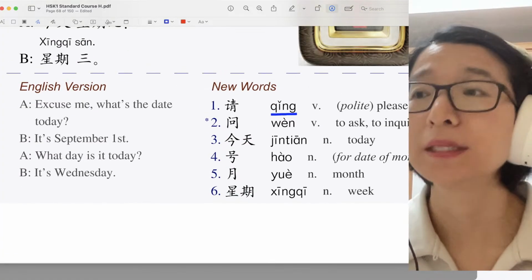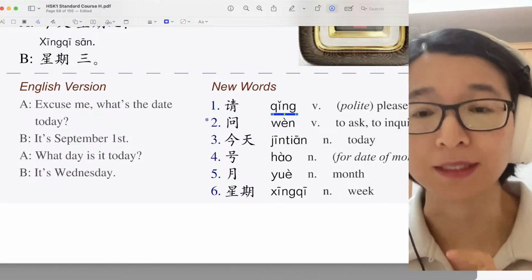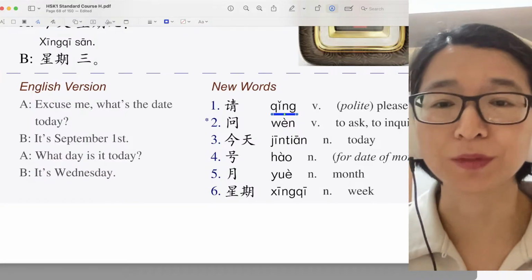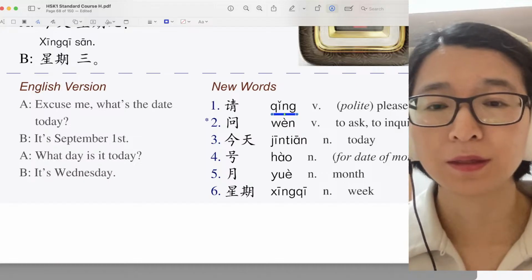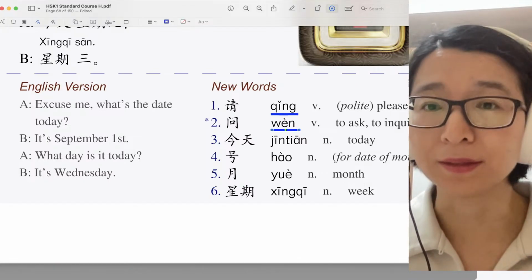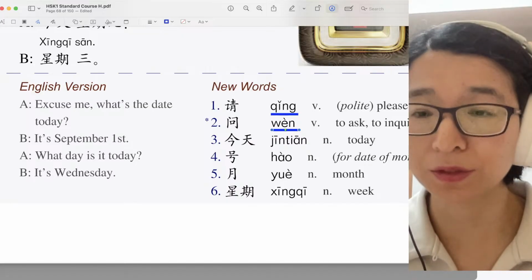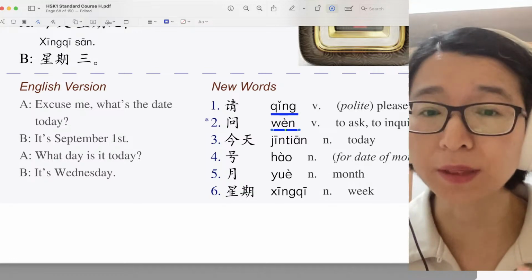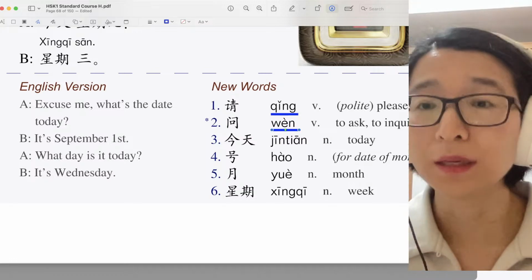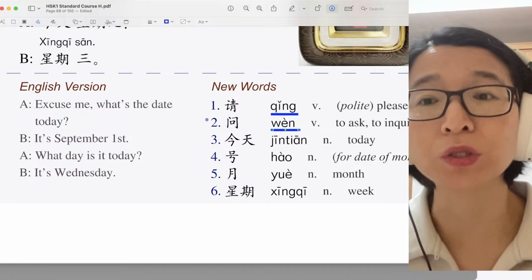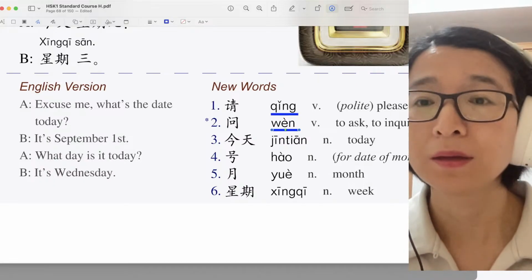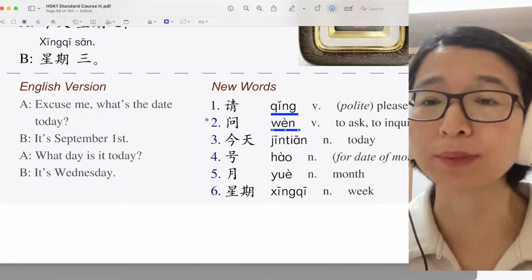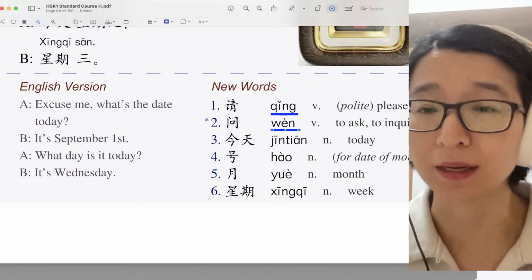First word, 请, please, which is a polite word you need to know. Next word, 问. 问 means to ask, to inquire. Okay, 请问. Literally, please ask. In Chinese, if you want to ask a question, before you ask, you can use this word, 请问. Literally means please ask. It's like to say, may I ask?